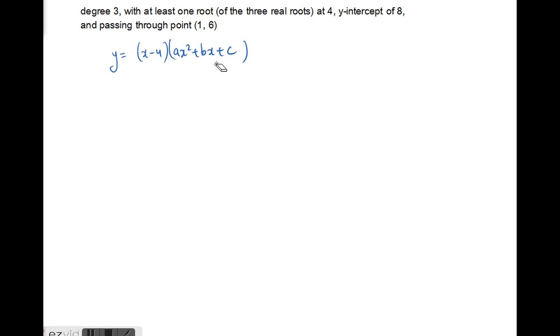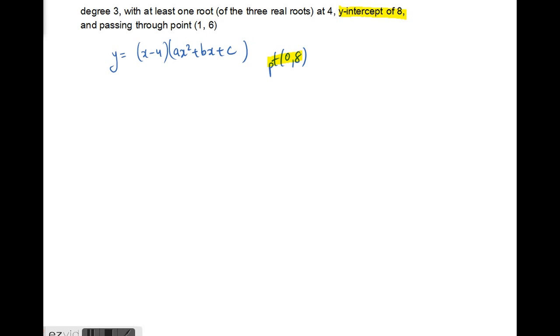So I'm going to go through and start with maybe the y-intercept information. I'm going to plug in a point. I'm going to record this point as (0, 8). I will plug this point in and eliminate one of these unknowns. We have a, b, c that are unknown. We want to eliminate as much as possible using the information provided.